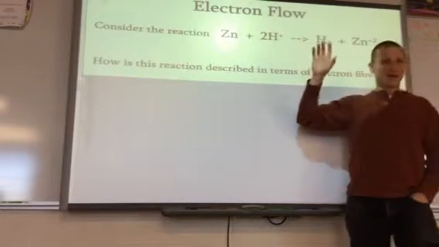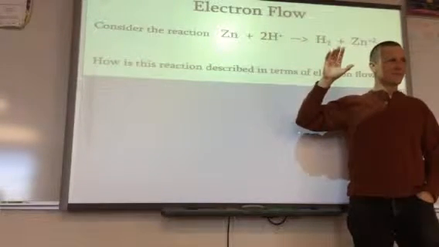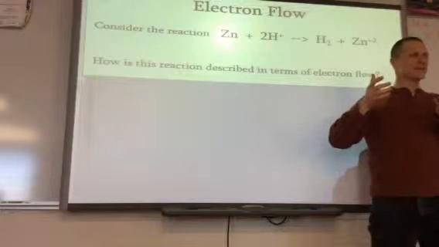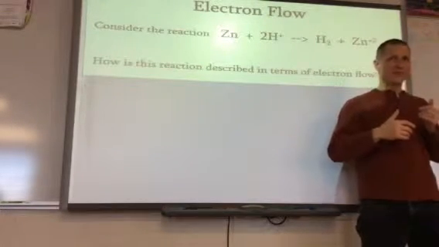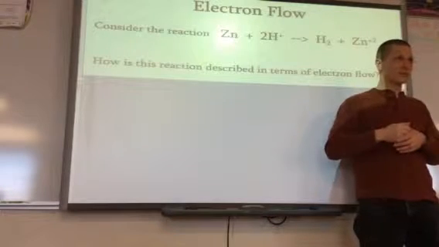The zinc is losing electrons. It's oxidizing. Remember, when the oxidation number goes up, that's oxidation. That's where we get the word reduction. When the oxidation number goes down, it reduces. The reduction is the gain of electrons.